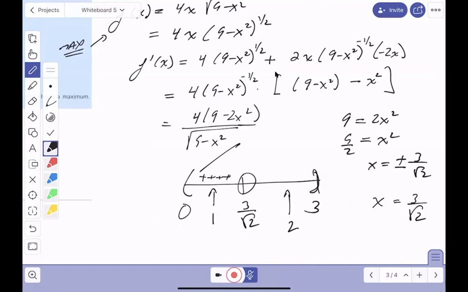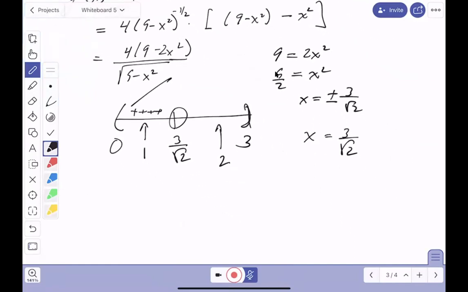You know what? I don't think it's 2. Let me see if I made a mistake here. I'm a little confused here. And let's see, 3 over root 2, 1 point something, 3. Oh no, I've got to go bigger than 2. I'm going to go 2.9.